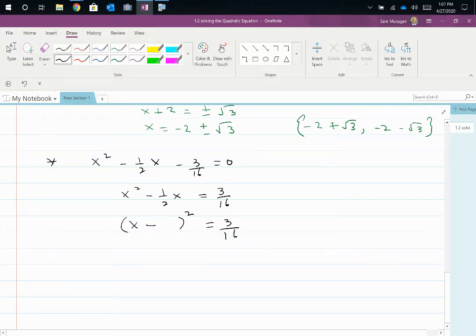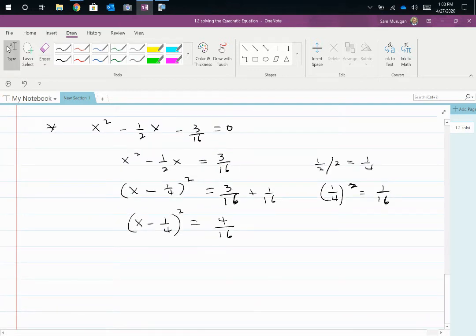And then we take half of a half. So half divided by 2 is equal to 1/4. Write it in here. And then 1/4 squared is 1/16. So we add 1/16 to both sides. So we're going to work on simplifying this. This is x minus 1/4 squared is equal to 4/16. 3/16 plus 1/16 is 4/16.